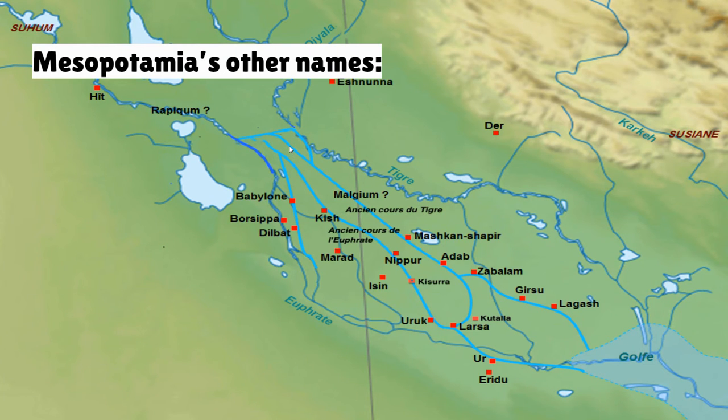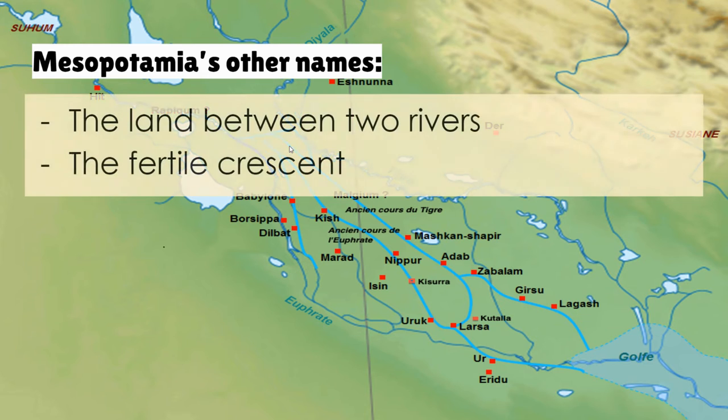Like I said in the beginning, the Fertile Crescent is one of ancient Mesopotamia's nicknames, but it's also sometimes called the land between two rivers, since it's the land between the Tigris and Euphrates Rivers.